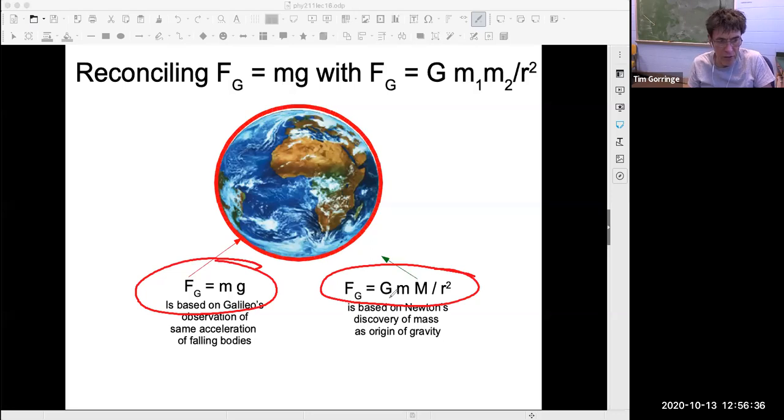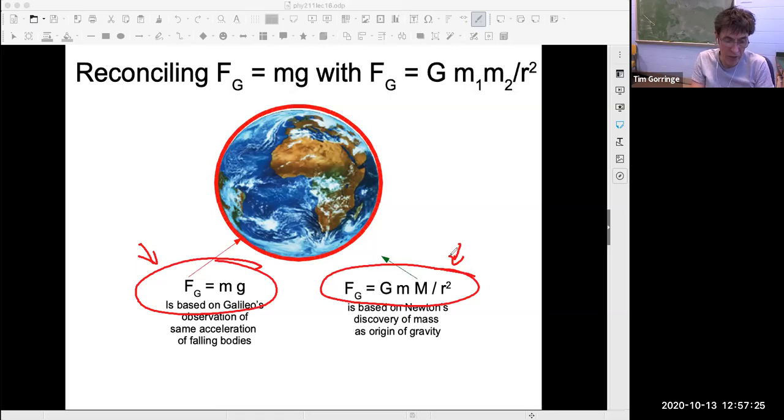The second equation, the one over here on the right, goes far beyond F equals mg. This describes the gravitational force between any pairs of masses, not just between you and the Earth, or a mouse and the Earth, or an elephant and Earth, or apple and Earth, but between any pairs of masses, at any separations between those masses. And so this equation, universal gravity, explained both the moon's motion and the apple's motion.